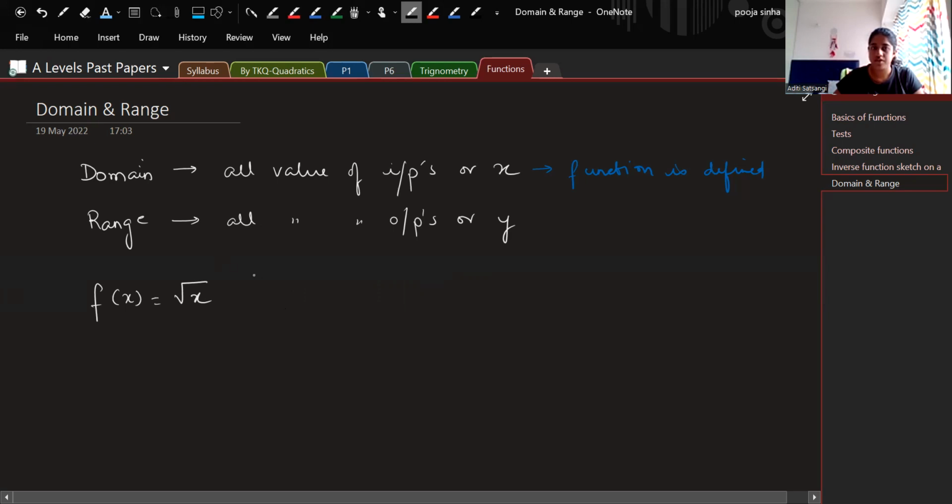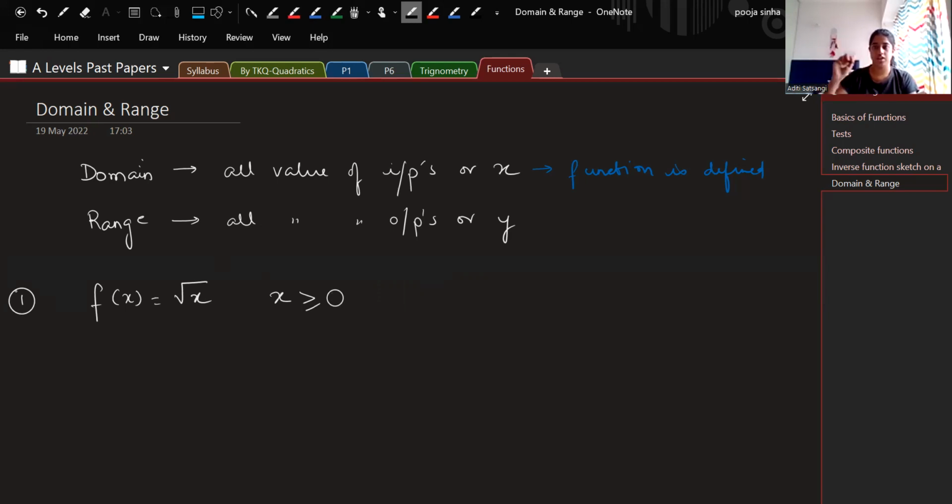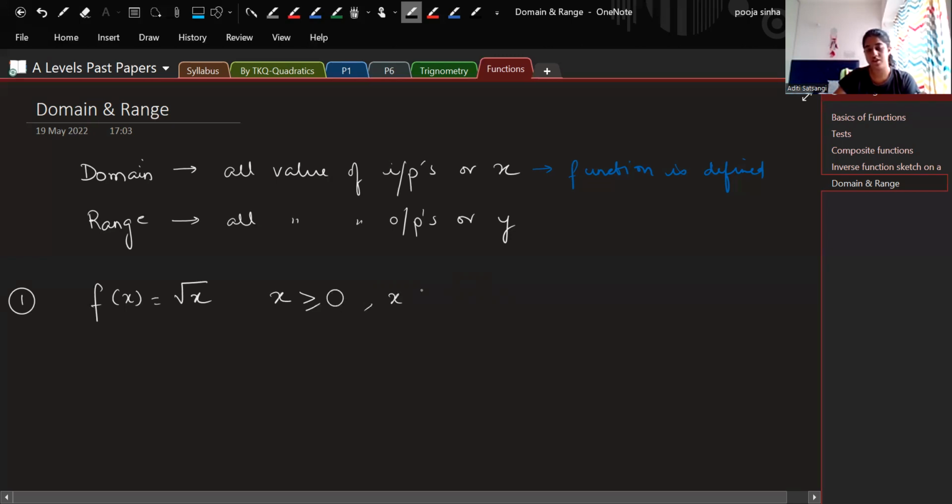So if you have any under root, the function will be defined if x is equal to or greater than 0. That is where it will be defined. So this is type 1. Or you could say x belongs to the real numbers, and it has to be greater than or equal to 0, correct?